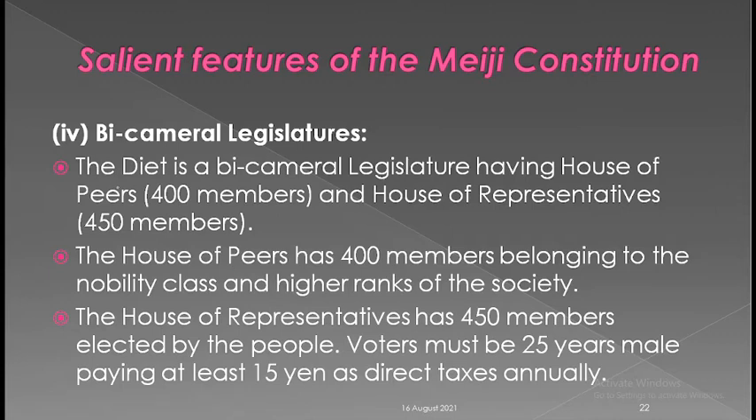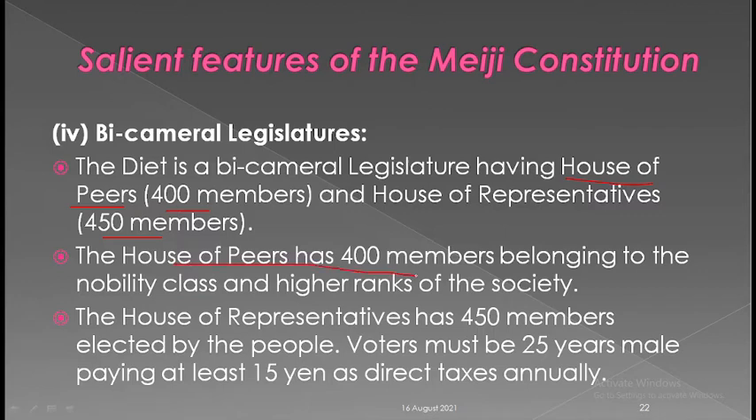Bicameral legislature. The Diet, or the Parliament of Japan under the Meiji Constitution, has a bicameral legislature, having the House of Peers with 400 members and the House of Representatives with 450 members. Under the Showa Constitution, the upper house is known as the House of Councillors, but under the Meiji Constitution, the upper house is called the House of Peers.